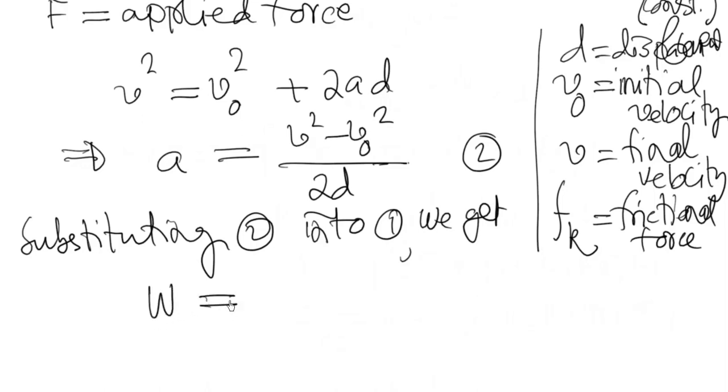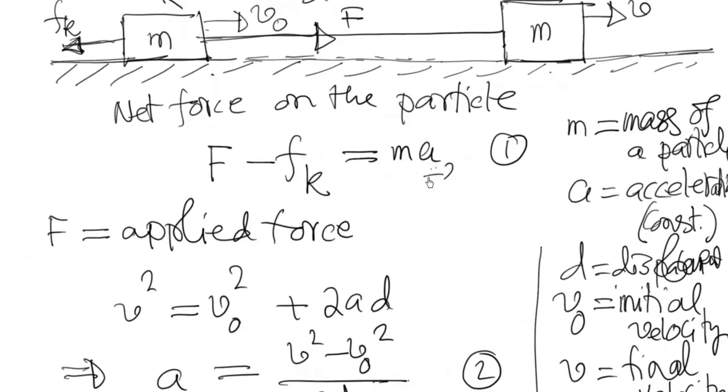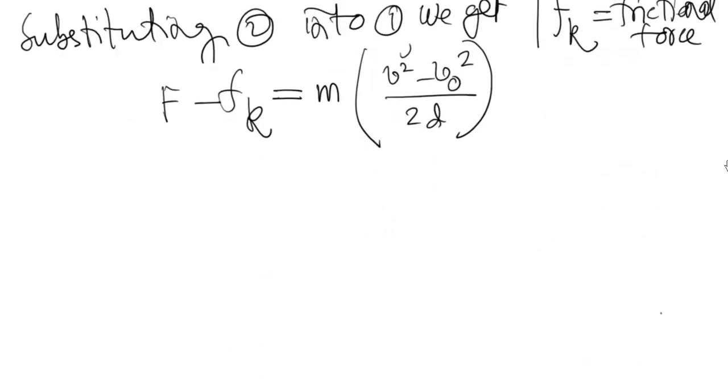W equal to, I'm sorry, F minus Fk equal to mass into acceleration, ma, and a is this. So we substitute here, so we can write down this.